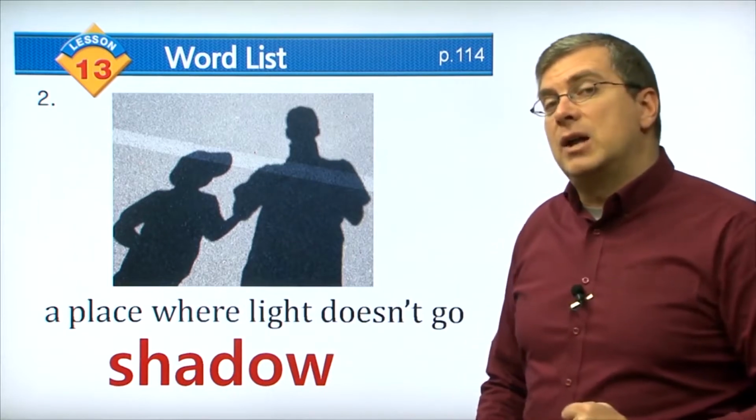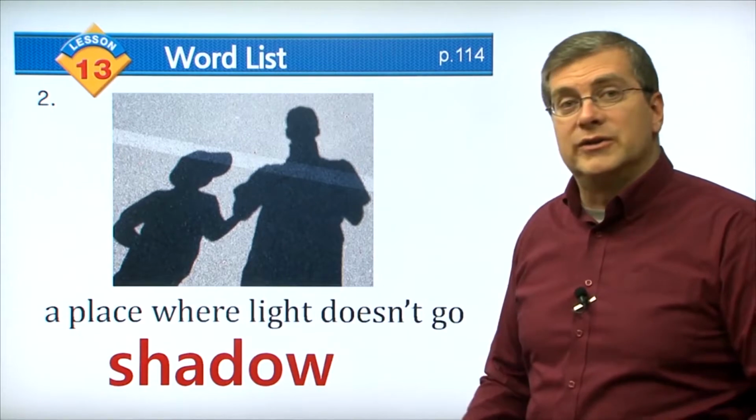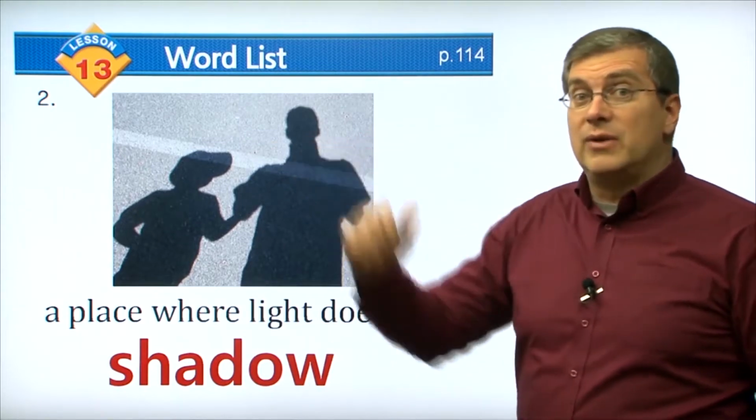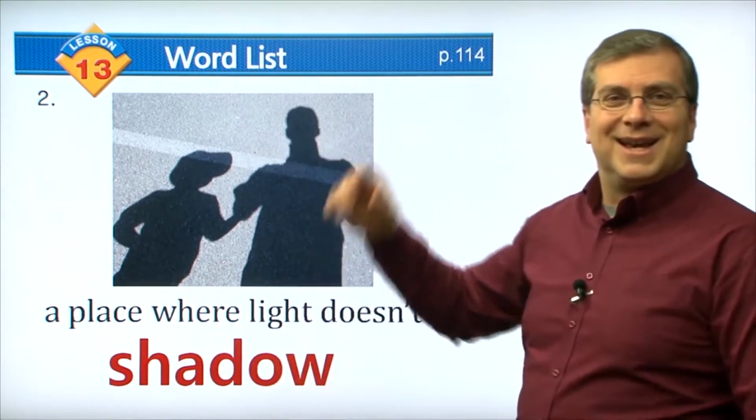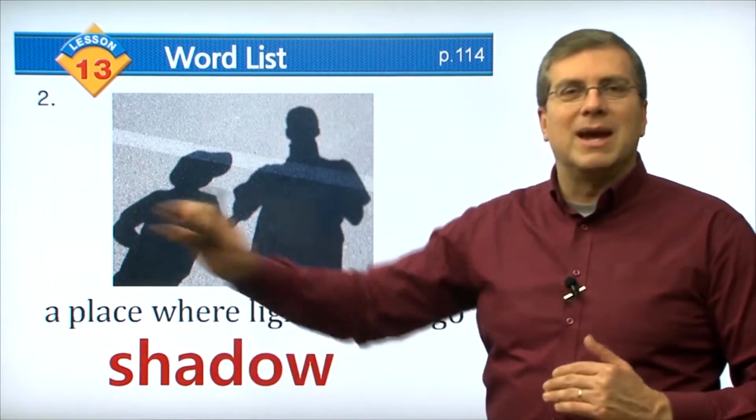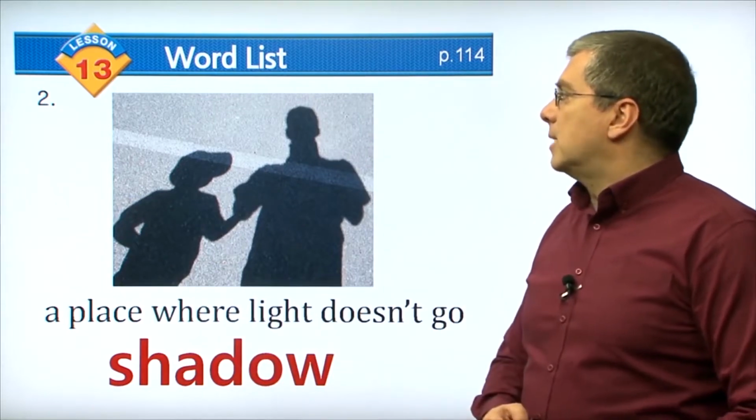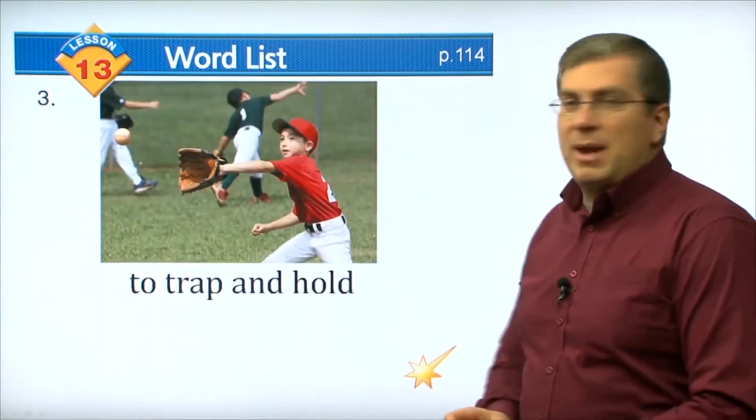You can see the shadow of buildings. You can see the shadow of cars. Sometimes you see the shadow of an airplane. Whoa, right? And that's very interesting. An airplane up in the sky can make a shadow on the ground. Okay, so that's shadow.